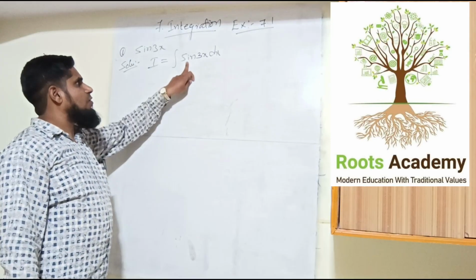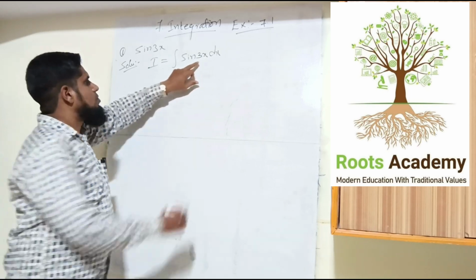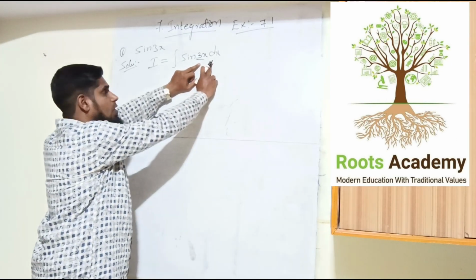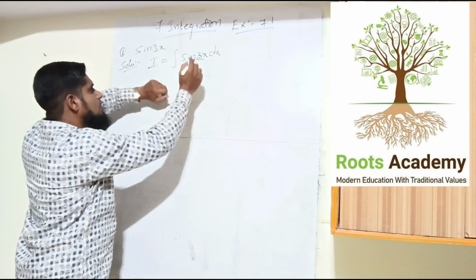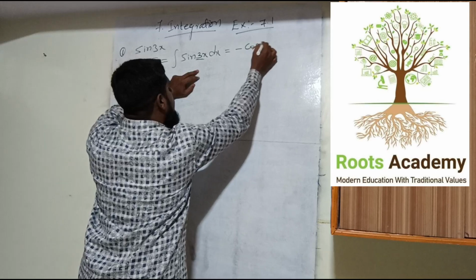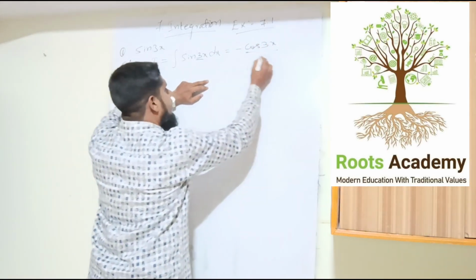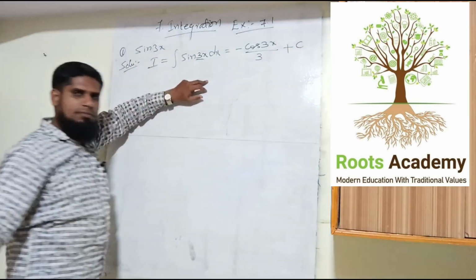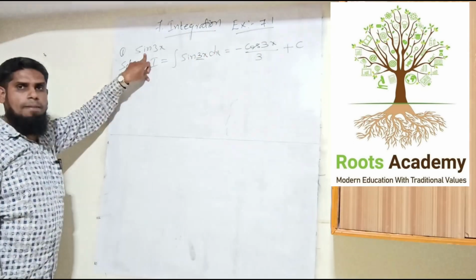Now student, it is exactly in the form of sine ax and it is a multiple angle. So in sine 3x, this 3 is multiplied to x. Now in its integral, this 3 must come in the denominator. So what is the integration of sine? It is minus cos, the angle remains the same here, 3x means 3x. But the whole divided by this 3, which must come in the denominator, plus c. This is the final answer of this question.